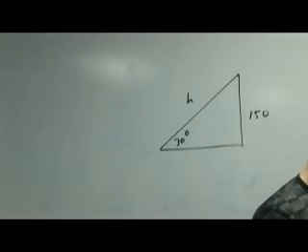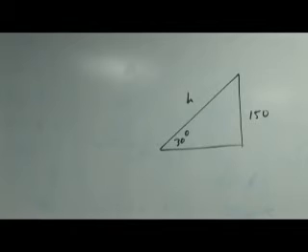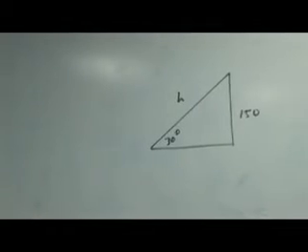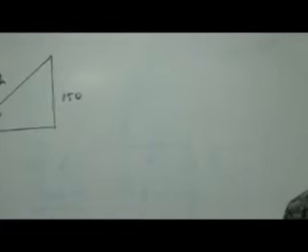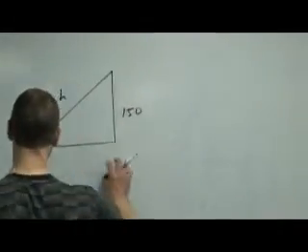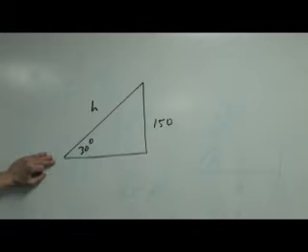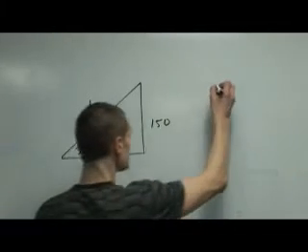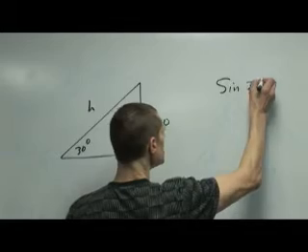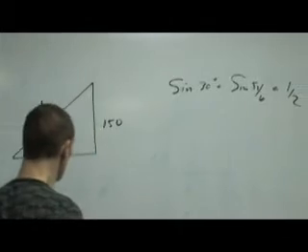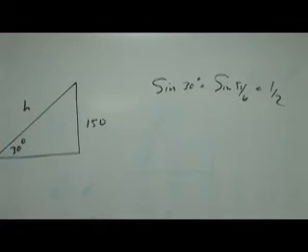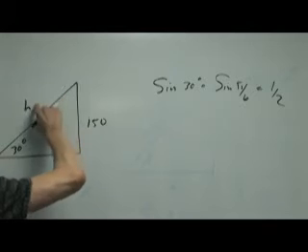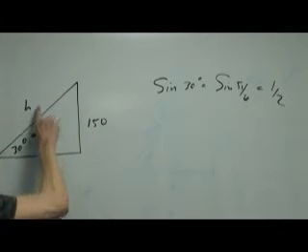In these exercises it says find the length of h on the side of the right triangle without using a calculator. The reason is that they hope you know what sine of 30 degrees is. Remember, the sine of 30 degrees, which is also sine of pi over 6, is 1/2. But what is sine? Sine is opposite divided by hypotenuse.